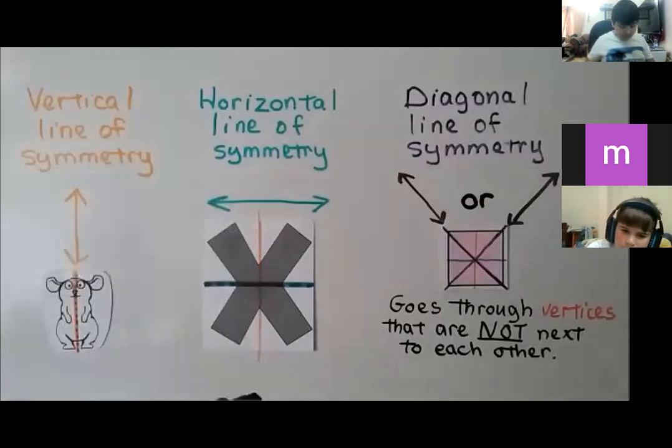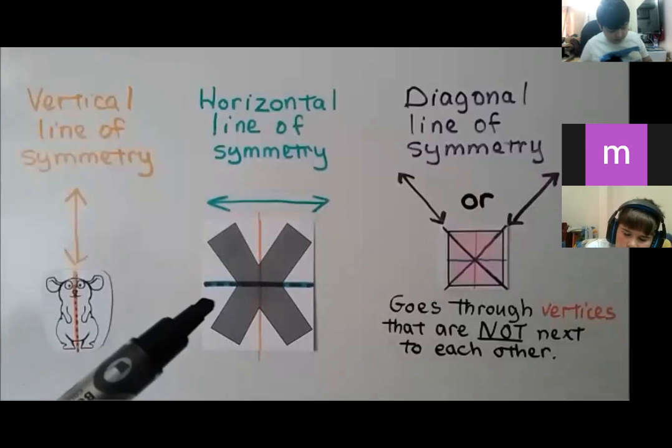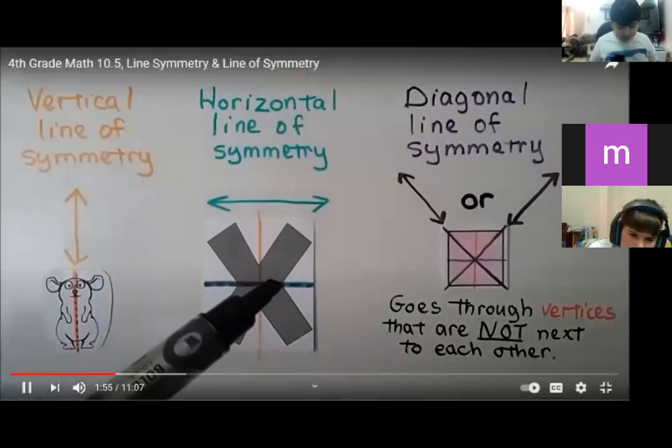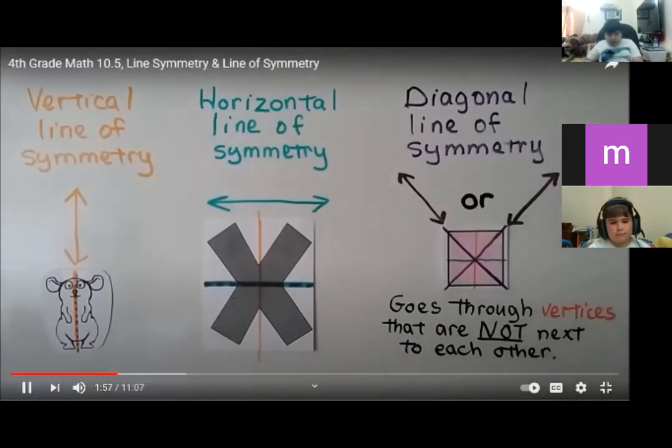This X also has a vertical line of symmetry. And it looks like it might have a diagonal line of symmetry, but this doesn't quite look like it would match here.